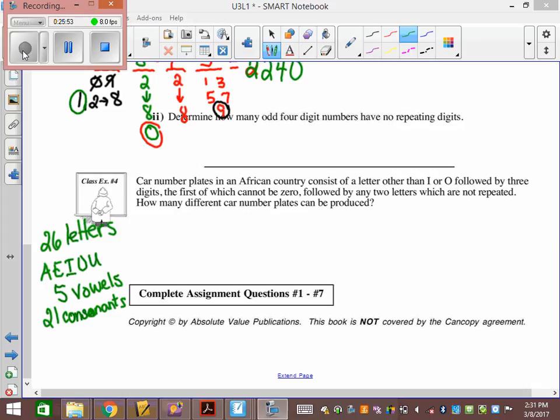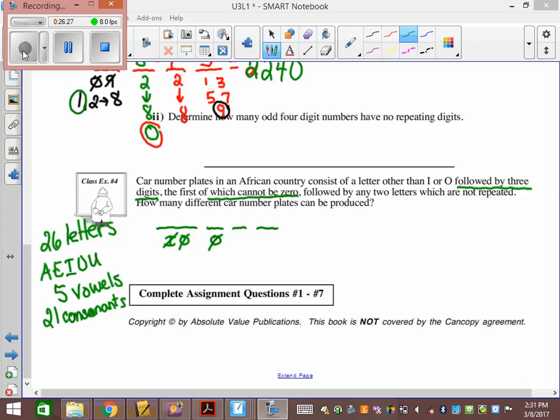All right. So car number plates in an African country consist of a letter other than I or O. So I'm going to put slashes through I and O rather than writing out the rest. So that's a restriction. I'm going to have to deal with that one. Followed by 3 digits. The first can't be 0. So 0 is out. Followed by any 2 letters which are not repeated.